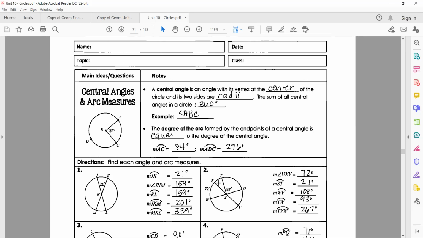Questions? The strangest word on this page is right here. Radii. You know what radii refers to? What it means? It's the plural of radius.